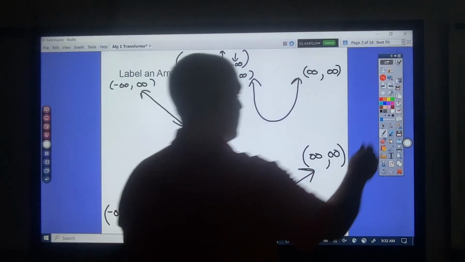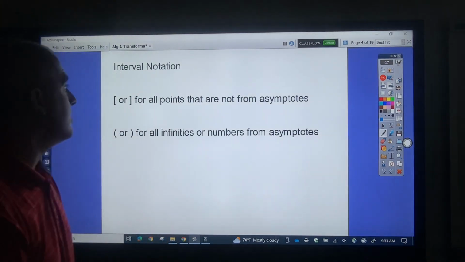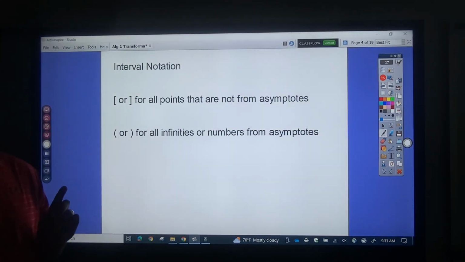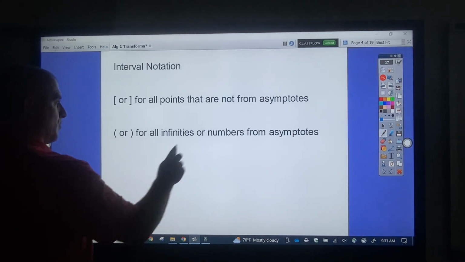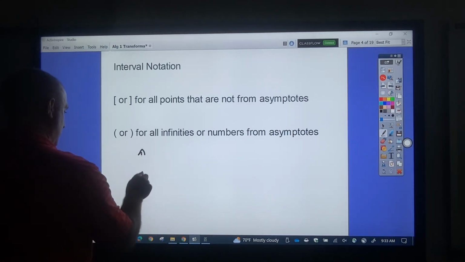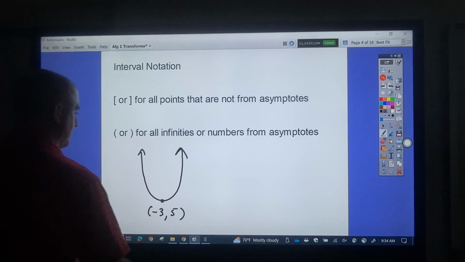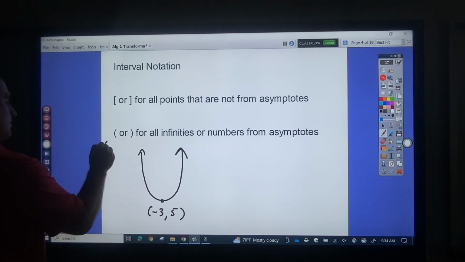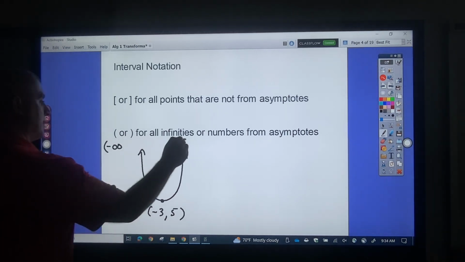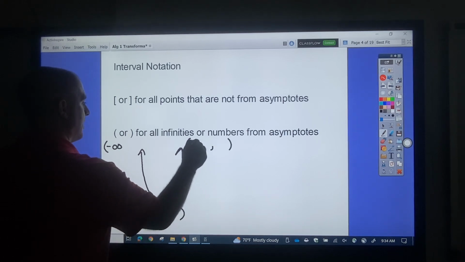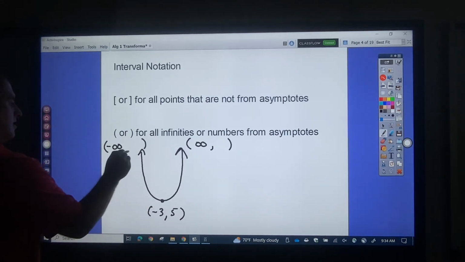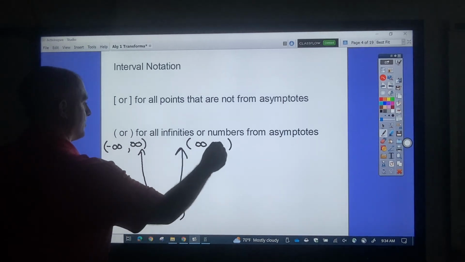Okay? All right? Now, we're going to do something called interval notation. Give you a real simple example before we get to the other ones. Let's say this point we're negative 3, 5. I would want to label that. Let's label my arrows. I have negative infinity. I have positive infinity. This arrow is going up. This arrow is going up.